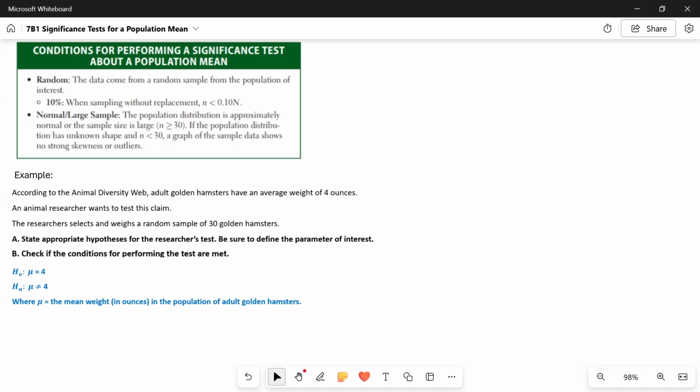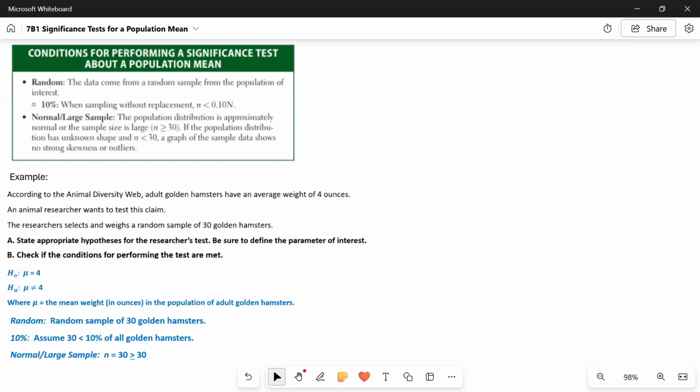The second thing is we want to check if the conditions are met. So this is where we have to do the random, 10%, the normal large sample. So the random condition is met because we have a random sample of 30 golden hamsters. 10%: it's reasonable to assume that 30 is less than 10% of all golden hamsters. And the normal large sample is just met with a sample size of 30. 30 is still okay. It's the line. We're right on the line, but we're okay here.